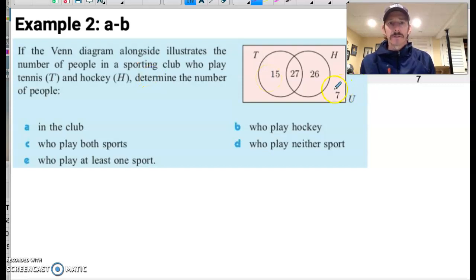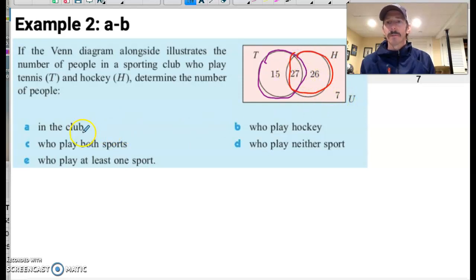So now we've got a Venn diagram. We actually have values in here. So we have 27 people that play both tennis and hockey. Notice that for the total number of people that play tennis, it's everybody in here. So I would have to add those two together to get my tennis people. Same with hockey. I would have to add 27 and 26 because they all play hockey. And these are the people that don't play either.